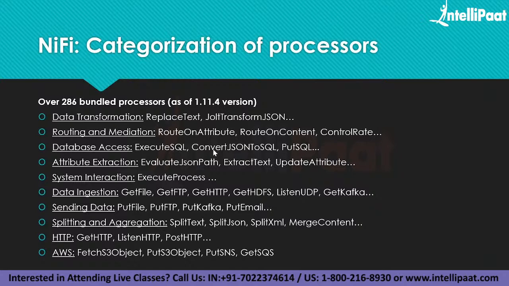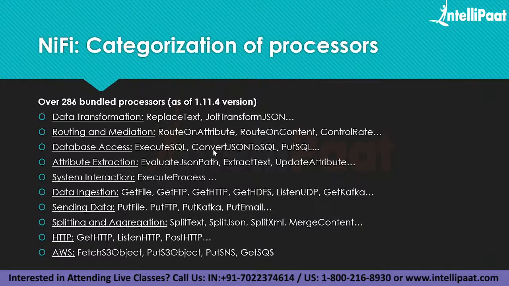Splitting and aggregation: you can split the text, do the tokenization, split JSON into individual fields, split XML. You can join them. You can merge the content, etc. Similarly, from the HTTP point of view, and recently from the AWS standpoint also, you can have processors for AWS services as well: S3, SNS, the simple notification service, SQS, the queuing service, all that.